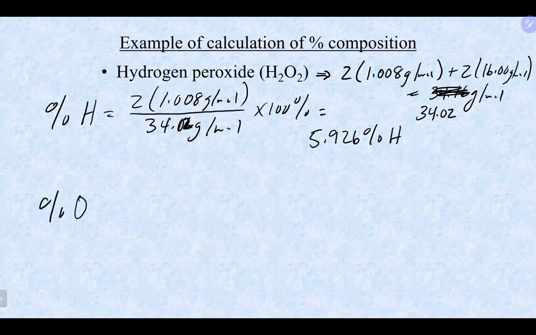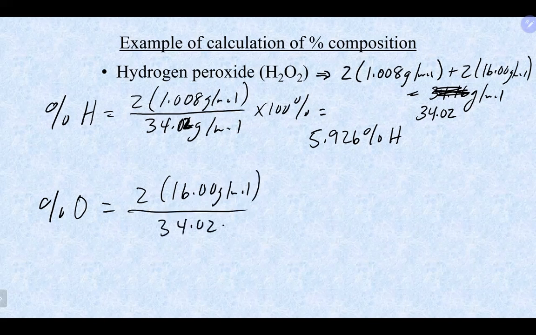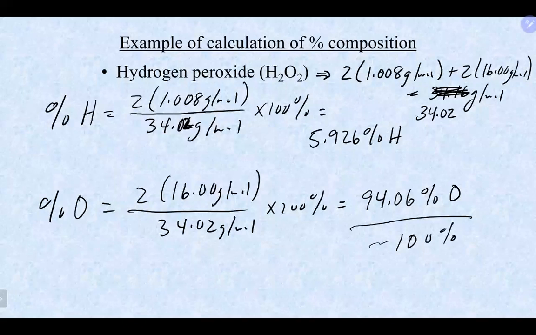We could do the same thing for our oxygen. So the percent of oxygen, since there are 2 oxygens in this case, is 2 times 16 divided by 34.02 grams per mole times 100%. So that's going to give us 32 divided by 34.02 times 100%, which gives us about 94.06% oxygen. Because these are the only 2 elements, this should add up to about 100%. Yes, and they do when you add them together, approximately 100%. May not be perfect, but should obviously be near the 100% mark.